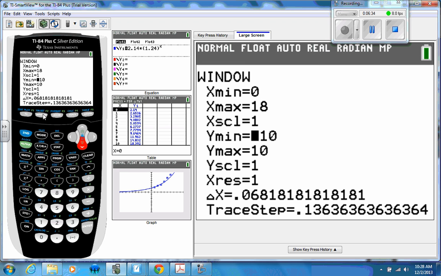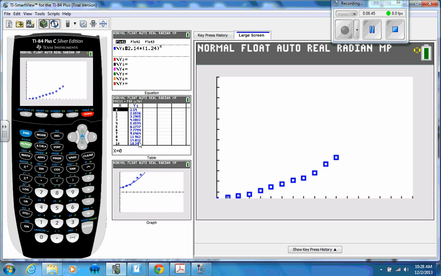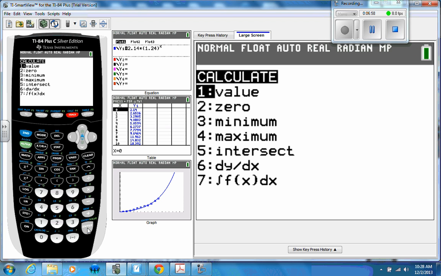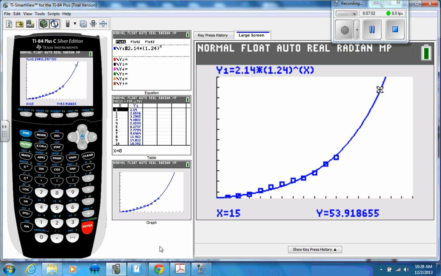My y value is not going to be negative, so my y is between 2 and, I don't know, 60. Let's make it a 5. And let's go back to the graph and let it graph. And then I'm going to go second function trace to get the value and hit enter on the value. I'm going to put my 15 in and hit enter. And my y value is 53.92.